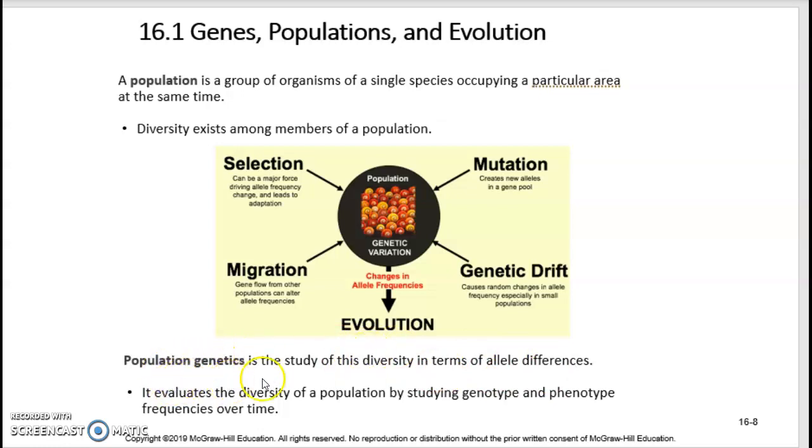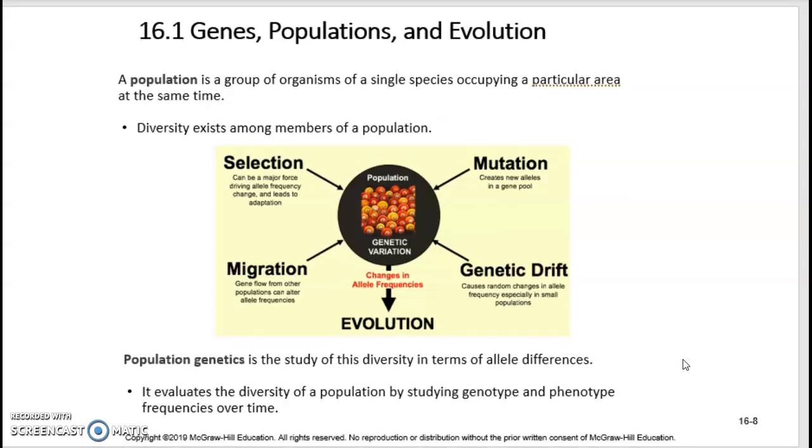Population genetics is the study of this diversity in terms of allele differences. There's math involved in this, and we usually go over that, but because of time and the different structure this semester, we're going to go ahead and skip that part. But I am going to talk about what that math would be, but we're not going to do it together. I'll show you.